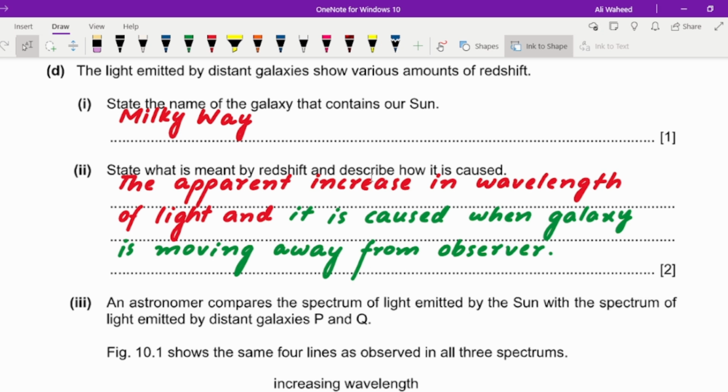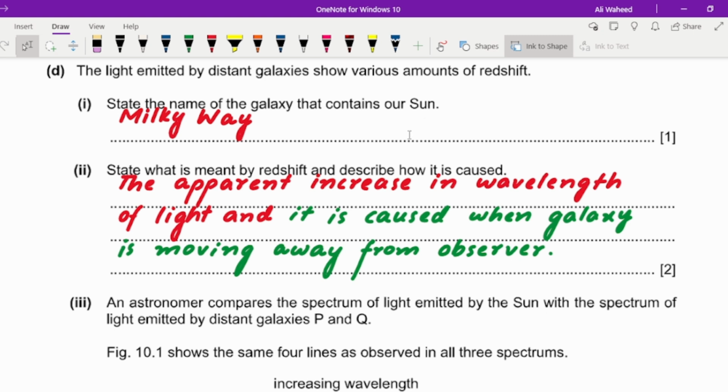What is meant by a redshift? As a galaxy is moving away from us, its wavelength increases. The wavelength appears to be stretched, or you can say the frequency decreases. So as the source of light, in this case a galaxy, moves away from us, the wavelength of the light emitted by the galaxy appears to be stretched, appears to be longer. This is called redshift.